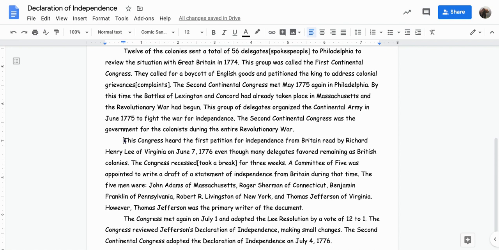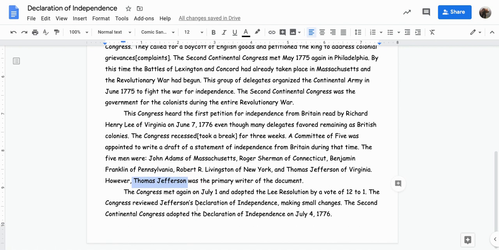So now we have learned that Richard Henry Lee gave the first petition, the first chance of independence, but then this committee of five were the people that really helped to write it, and the main person was Thomas Jefferson. All right. The Congress met again on July 1st and adopted the Lee resolution by a vote of 12 to 1. The Congress reviewed Jefferson's Declaration of Independence, making small changes. The Second Continental Congress adopted the Declaration of Independence on July 4th, 1776.